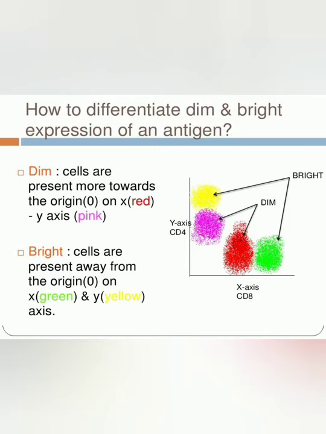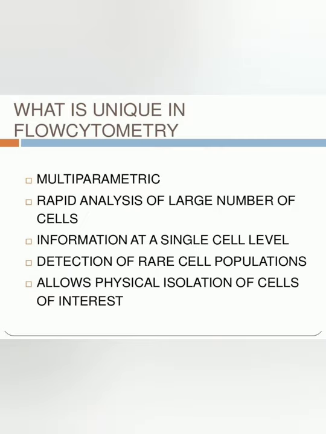How to differentiate dim and bright expression of an antigen. Dim cells are present more towards the origin. On x-axis, red color we can see. On y-axis, pink color we can see. In bright expression, cells are present away from the origin. On x-axis, green we can see, and y-axis, yellow we can see.